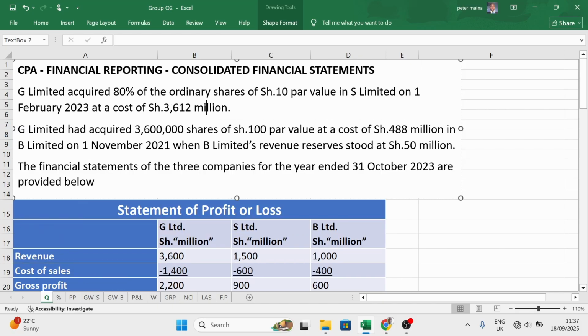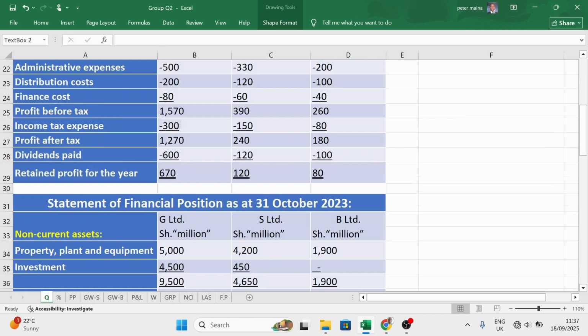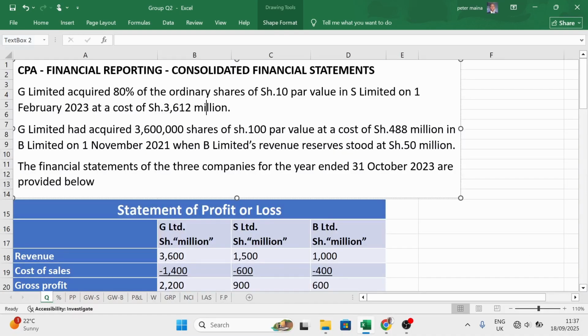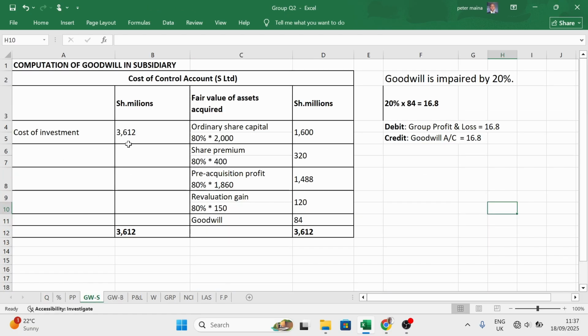In some cases, this cost may not be provided. And if it is not provided, you can look for it under non-current assets in the statement of financial position. That is the parent's column. So the amount we have seen above is already included in this figure, this investment figure of 4.5 billion. So let us take this amount, that 612, that is the purchase consideration, the cost the parent paid to acquire S Limited.